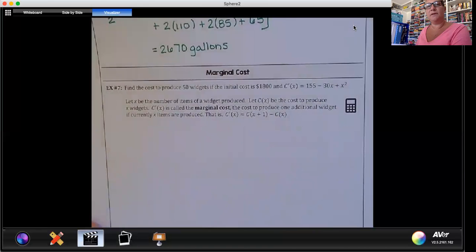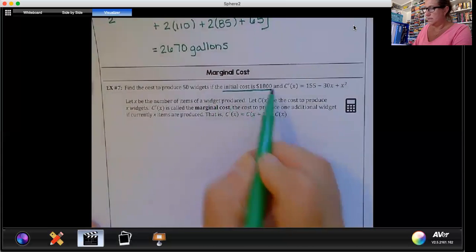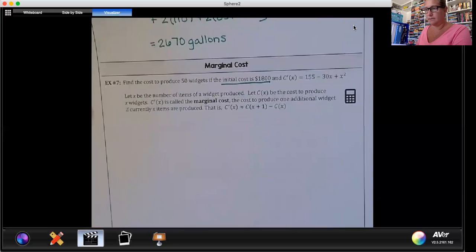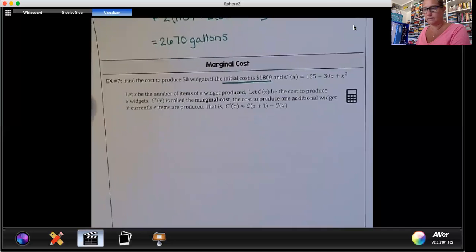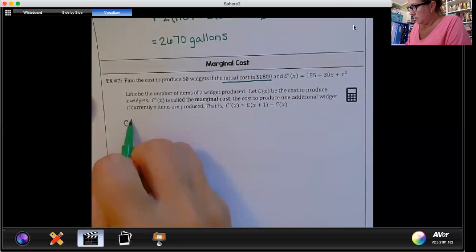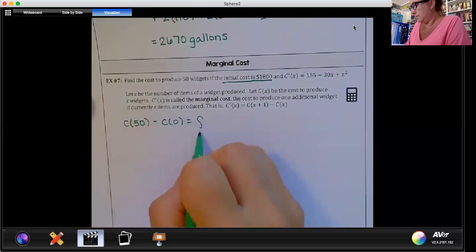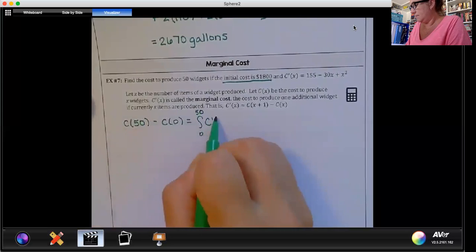Find the cost to produce 50 widgets if the initial cost is $1,800, and C prime of x is 155 minus 30x plus x squared. Let x be the number of items of a widget produced. Let C of x be the cost to produce x widgets. C prime is your marginal cost, which is the cost to produce one additional widget if currently x items are produced. So C prime of x is going to be approximately C of x plus 1 minus C of x. So the cost of 50 minus the cost of 0. There's your marginal cost, which is going to be the integral from 0 to 50 of C prime of x dx.